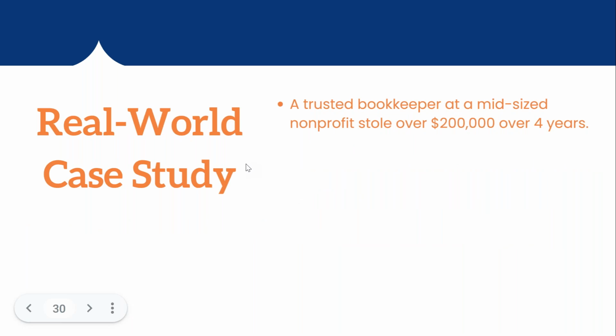Real world case studies, a lesson from the field. Let's look at this for a minute. A mid-sized nonprofit relied on a trusted bookkeeper to handle checks, bookkeeping, and reconciliations. Over a 4-year period, they embezzled $200,000. It only came to light because a staff member had questioned the bookkeeper's new car and lifestyle. Could you imagine what your organization could do with the $200,000 that was embezzled in 4 years? I know for a small nonprofit, that could make the world of a difference.